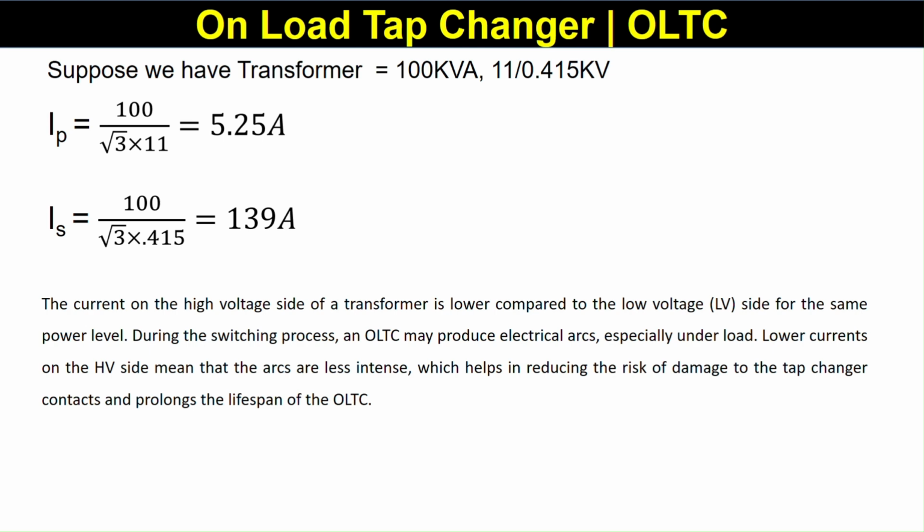Due to the low intensity of electric arcs, there is less damage to the contactors of the OLTC and other parts, and their lifespan increases. It is easier to control a low current than to control a high voltage, high current, high ampere current. That is the second reason why OLTC is provided on the higher voltage side rather than the lower voltage side.